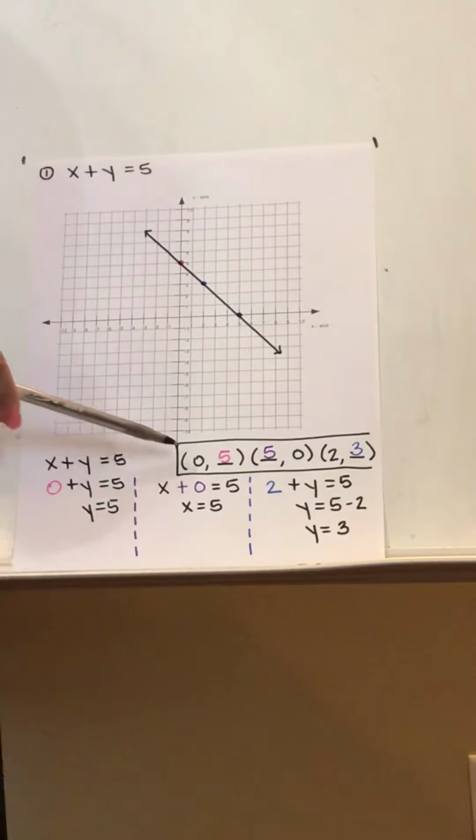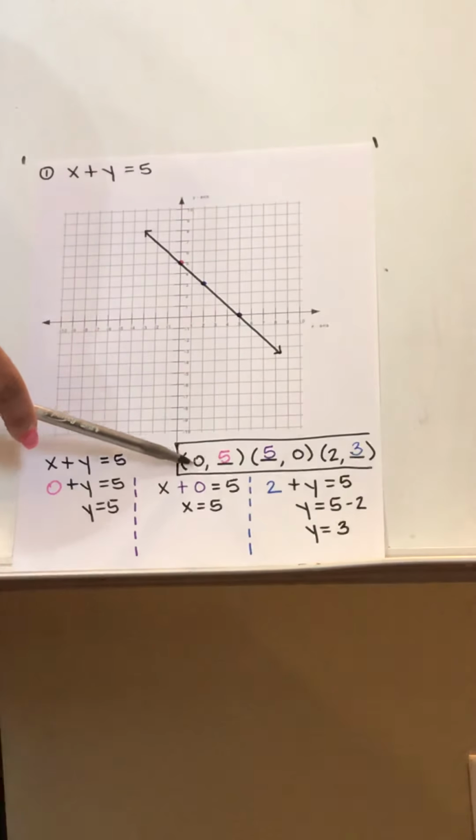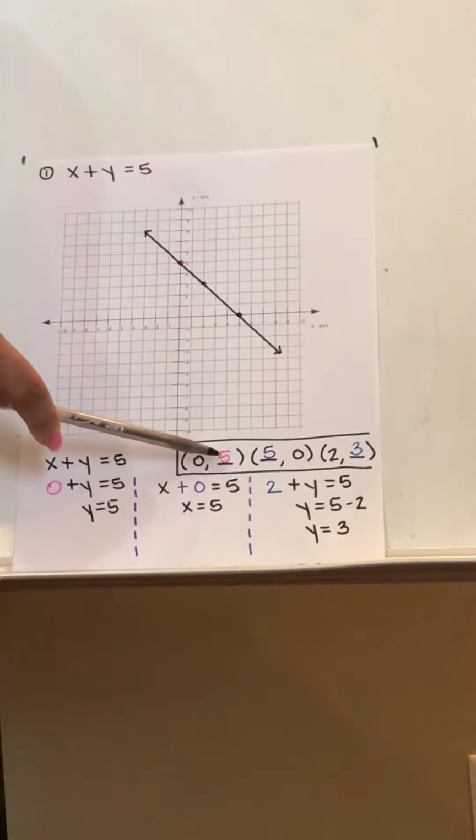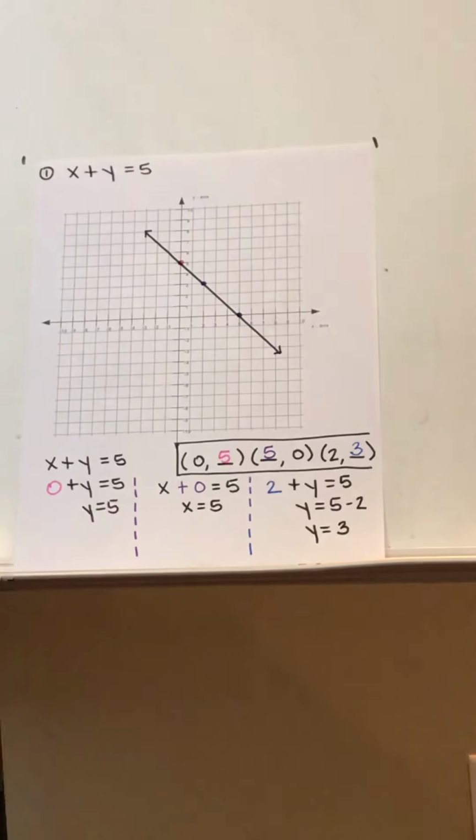So first, for x, let it be 0. You see I plugged in a 0 for x. That will leave me with y equals 5. So that means the y number has to be 5 if I let x be 0. That's your first ordered pair.